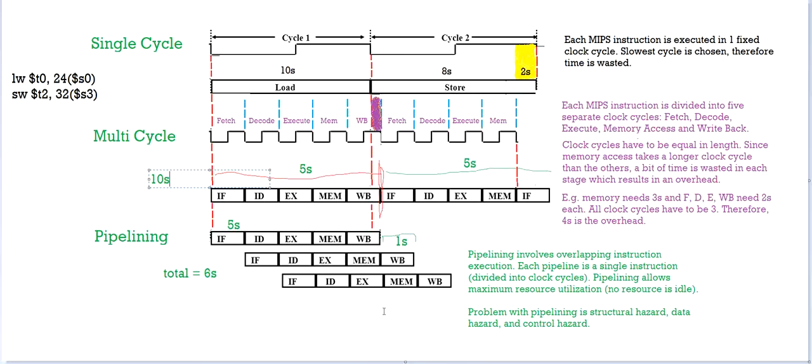So the advantage of pipelining is maximum resource utilization, it's more efficient, we need less time, and the disadvantage of pipelining is that it involves hazards: the structural hazard, the data hazard, and the control hazard. And we're going to be taking a look at these in the next tutorial.